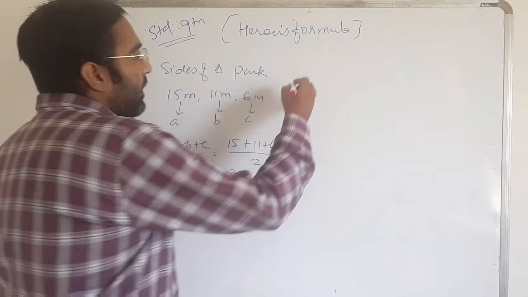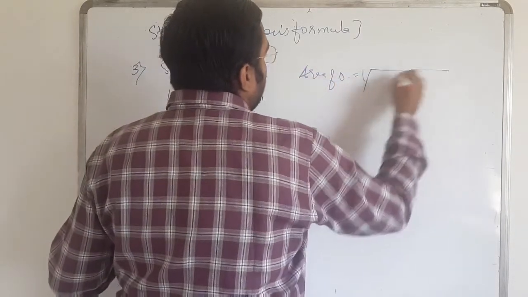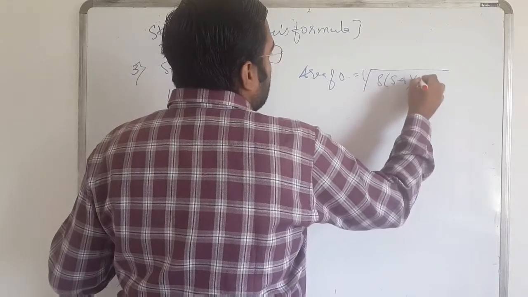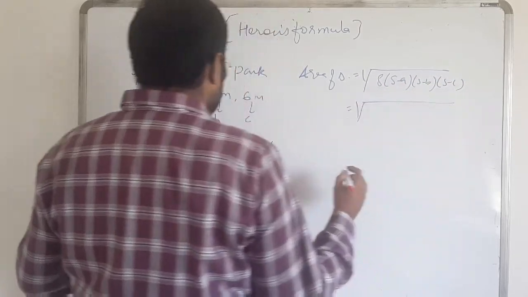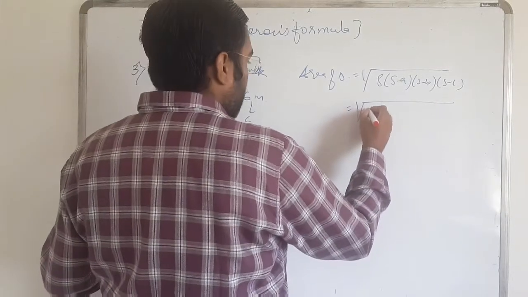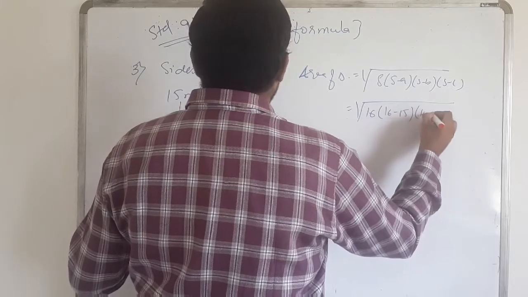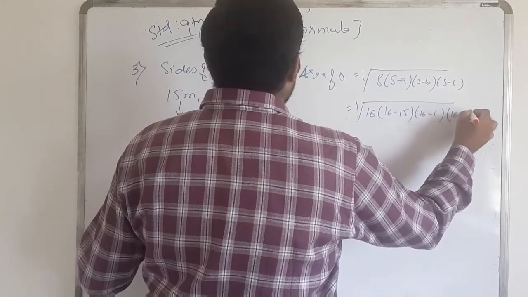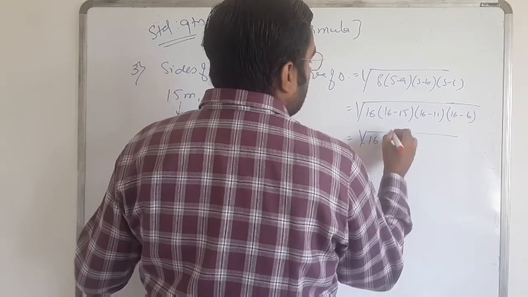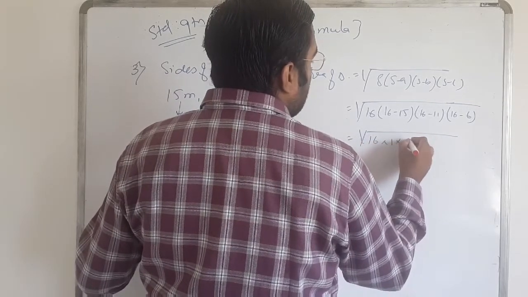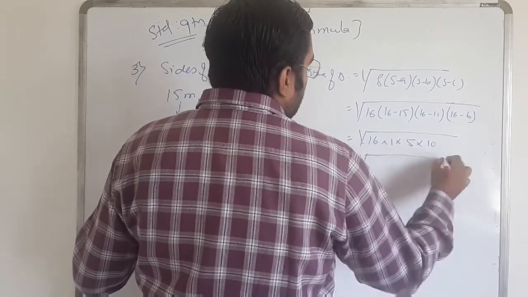So for that we have to find the area of the triangle. The area of the triangle is the square root of s into s minus a, s minus b, s minus c. So with my semi perimeter, 16 into 16 minus 15, 16 minus 11 and 16 minus 6. So 16 into 1, 5 and 10. Now we have to factorize that.